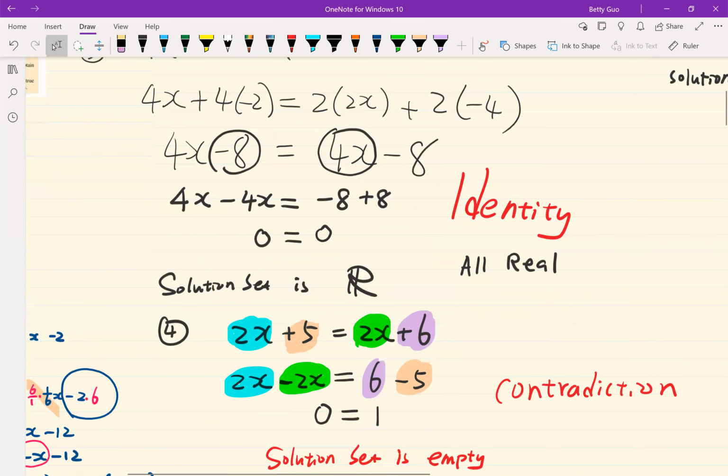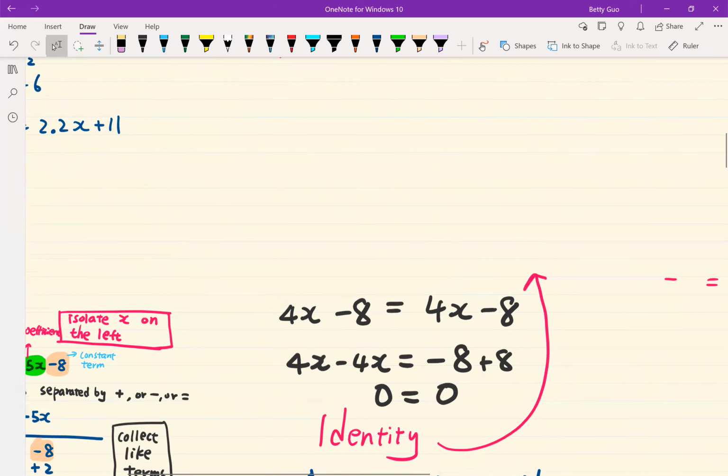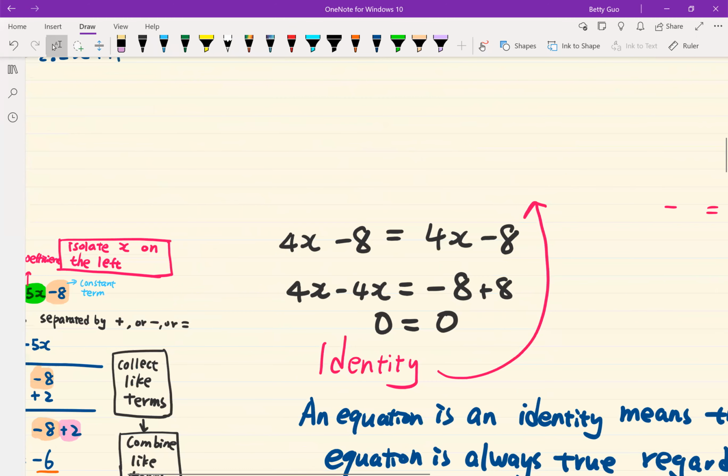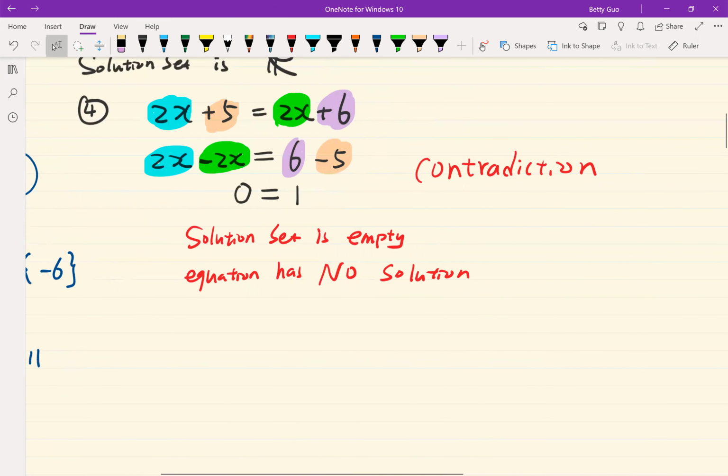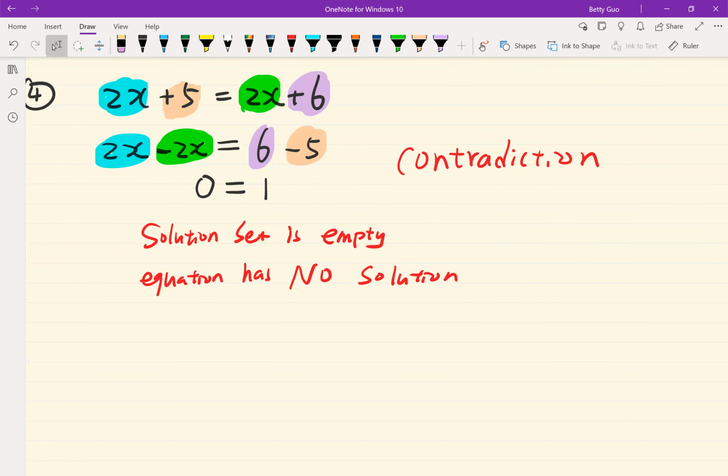Third type is the contradiction that we saw earlier. So you solve this equation and you got a contradiction. That means no matter what x equals, the equation is always false. So the equation is a contradiction and the equation has no solution. Okay? Three types.